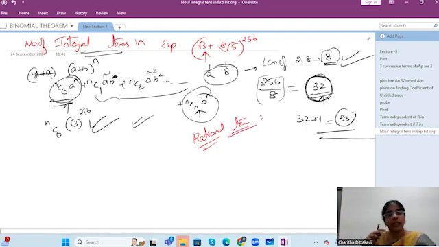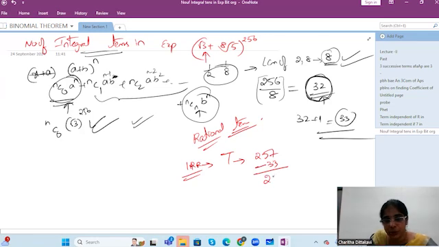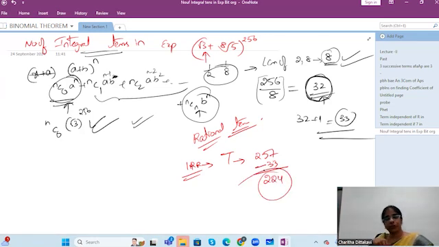Understood? Now tell me, if the question is irrational, in the same question, if they ask you to find the number of irrational terms, how many terms are there altogether? If the question is regarding the number of irrational terms, take the total count to be 257, from which you remove that 33. What do you get? That is 224. So 224 terms are your irrational terms, and rational terms are your 33. That's how you get it.